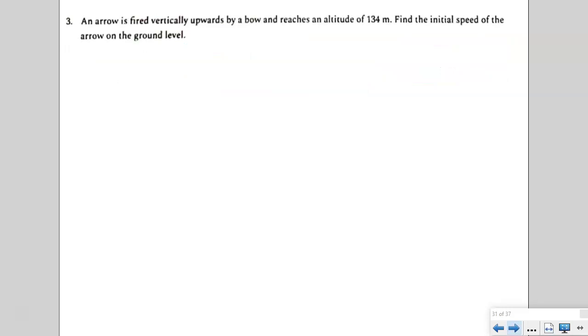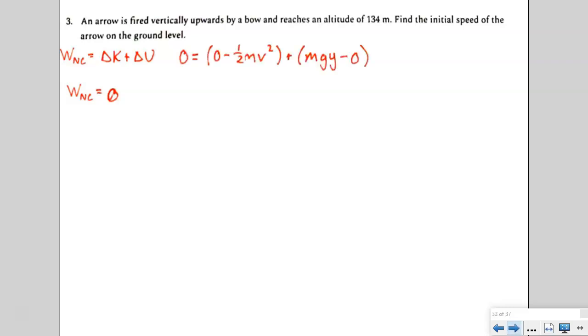For number 3, an arrow is fired vertically upwards by a bow and reaches an altitude of 134 meters. Find the initial speed of the arrow at ground level. So again, we're ignoring friction and we're going to apply the law of conservation of energy. So the work done by non-conservative forces equals 0. So 0 is going to equal the decrease in kinetic energy plus the increase in potential energy.